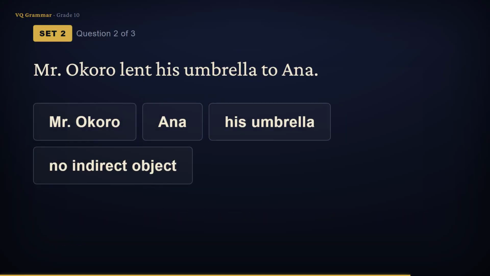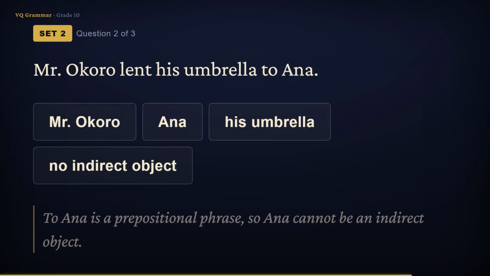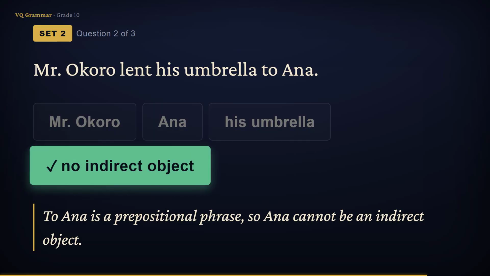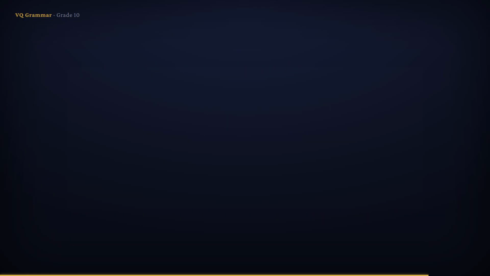Now, almost the same sentence. Mr. Okoro lent his umbrella to Anna. The direct object is still his umbrella, but look at Anna. She follows the preposition to, which means she is tucked inside the prepositional phrase to Anna. And a word inside a prepositional phrase is never an indirect object. So this sentence has no indirect object.